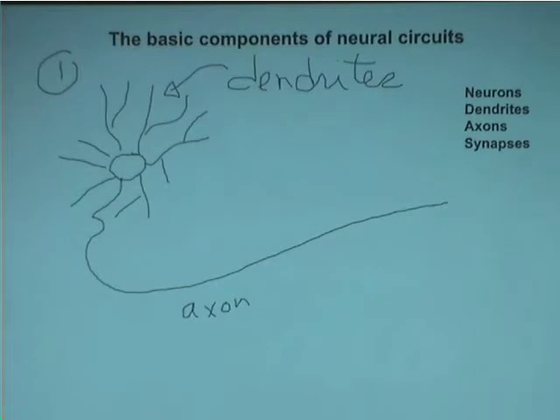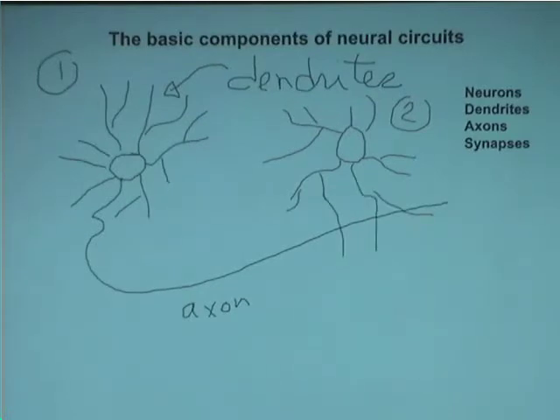And here is neuron number 2. Neuron number 2 also has dendrites. And where neuron number 1 touches the dendrites of neuron number 2, it can make connections. So these are the dendrites of neuron number 2. Neuron number 2 also has an axon that goes someplace. And where neuron number 1 touches neuron number 2, there are some specialized structures, and these are called synapses.